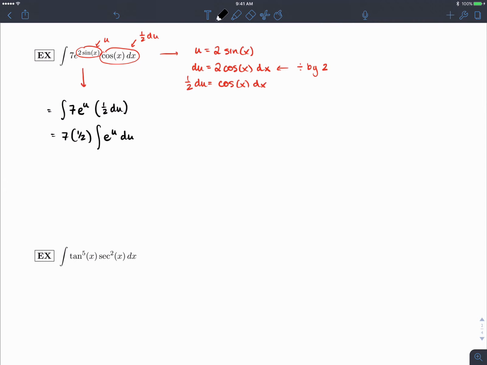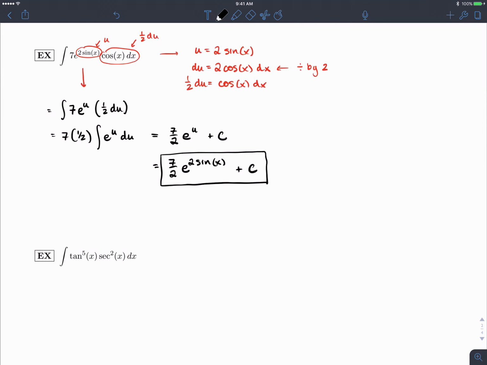And now we should all breathe a collective sigh of relief because this is definitely something that we know how to integrate. The integral of e to the u is just going to be e to the u. So as we integrate, we're going to have 7/2 times e to the u plus c. And then we just go ahead and do our back substitution. We've got 7/2 times e to the power of 2 sine of x, plus c.